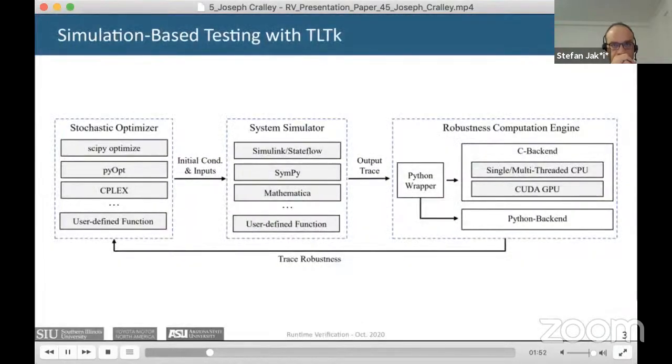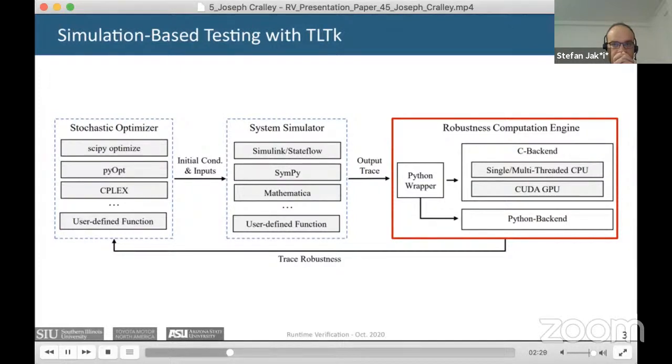Now, an overview of our tool. TLTK is designed to work with 3 separate modules. First would be a system or system simulator to generate a signal to be used in the robustness calculation. The output from the system simulator needs to be the output signal it produces and the timestamps that each signal tick was generated. This data gets used by the robustness computation engine that returns a robustness for the signal passed to it based on an STL formula given to it.